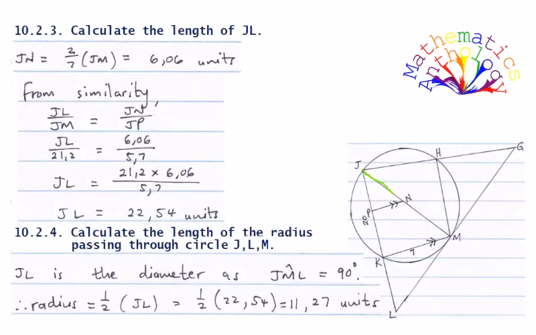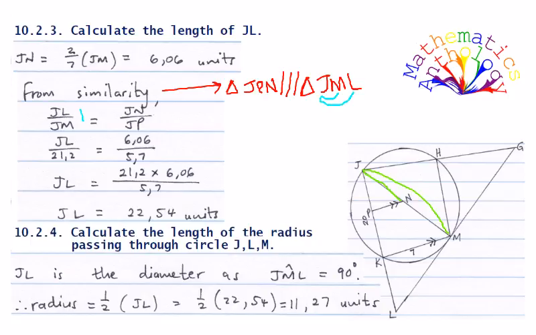Okay, 10.2.3. Calculate the length of JL. So we start by saying JN is equal to 2 over 7 times JM. So we did work out JM before. So 2 over 7 times the length of JM will be 6,06 units there for JN. Okay, so from similarity, we proved similarity before in triangle JPN and triangle JML. So from that similarity, we are going to get our ratios here.